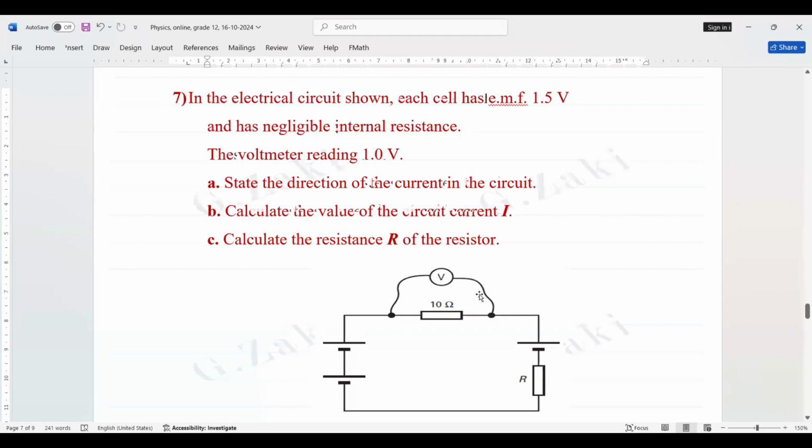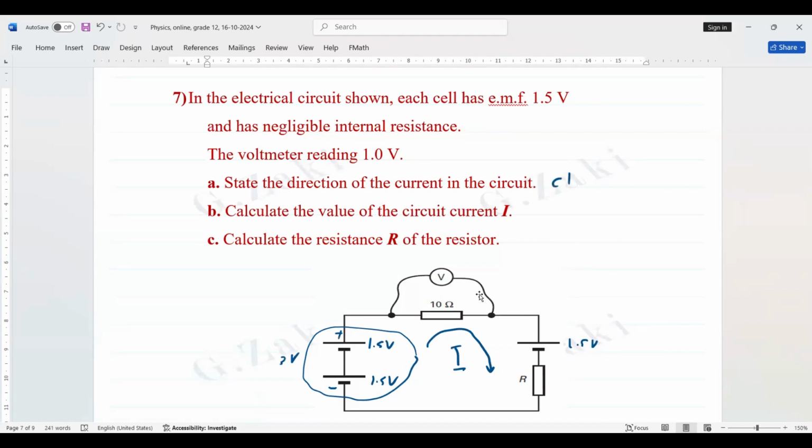Okay? Now, he said in the electrical circuit shown, each cell has EMF 1.5 volt. Then this is 1.5 volt, this is 1.5 volt, and also this is 1.5 volt. Then the total voltage of this battery is 3 volt. This is positive, this negative. Then the current goes from the higher voltage to the lower voltage. Then the current in the circuit is clockwise. This is the current, okay? He said, state the direction of the current: it's clockwise. Is it clear? Because it's from higher voltage to lower voltage.